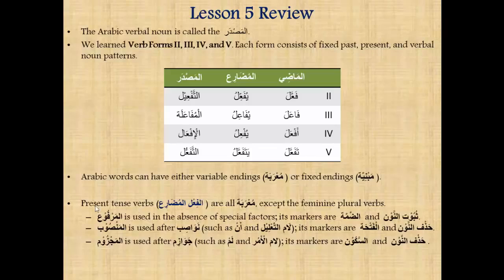What are the three present tense verb case endings? Al-marfu' is used in the absence of any special factors. It's the default form. Its markers are the dhamma or thubut an-nun. Al-mansub is used in the presence of nawasib such as an and lam ta'lil. Its markers are al-fatha and hadf an-nun. And last but not least, the majzoom case is used after jawazim such as lam and lam al-amr. Its markers are the sukun and hadf an-nun.